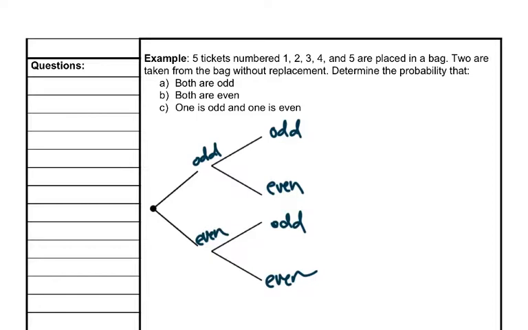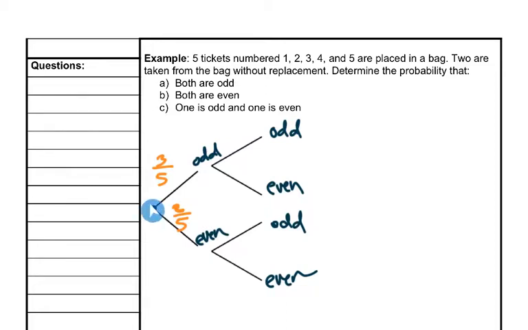So let's first start with picking an odd. At the beginning, we've got 5 total tickets, and 1, 3, and 5 are our 3 odd options. So that means we have 3 out of 5 total options here. And then even is going to be the remaining 2, because we had 2 and 4. And remember, these are complements, either your odd or your even, so the total sum of these should be 5 out of 5 or 1.